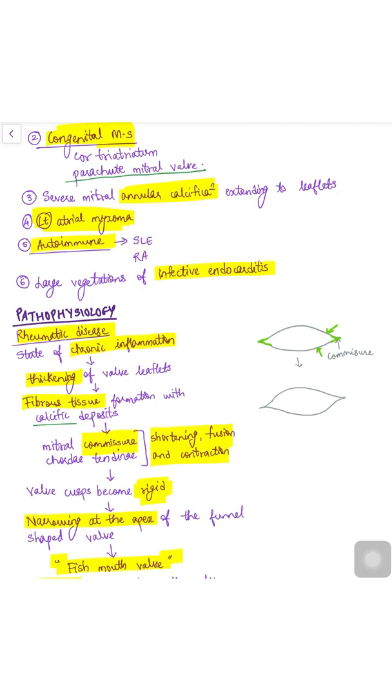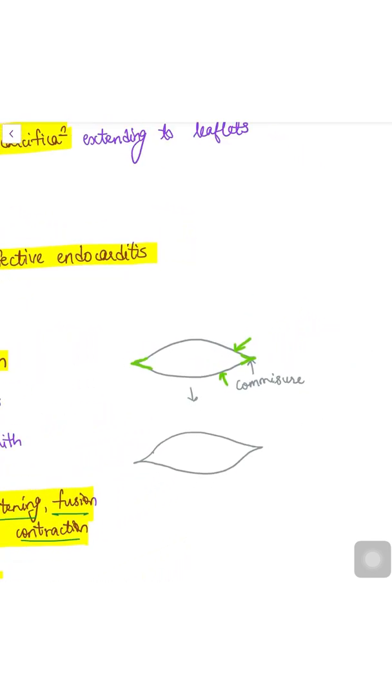And then it will further lead to shortening, fusion and contraction of the commissures and the chordae. Now what is a commissure? A commissure is basically a location where two objects meet. In case of a cardiac valve, it is where the two leaflets meet each other. So if that area gets calcified or fibrosed for any reason, it will lead to a narrowing of the valve area.